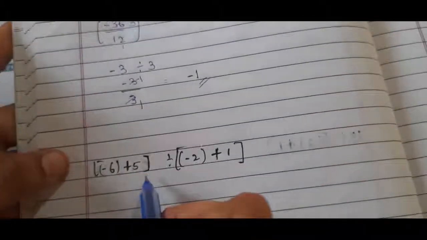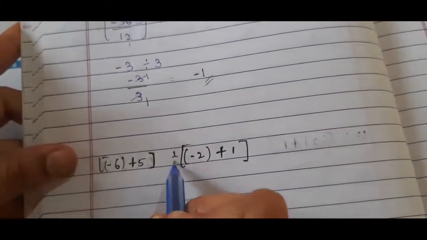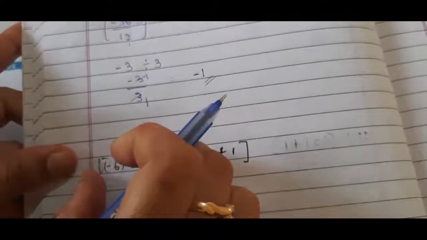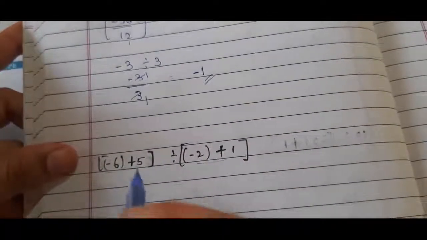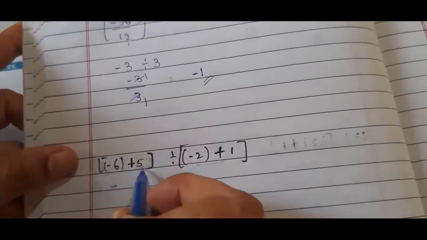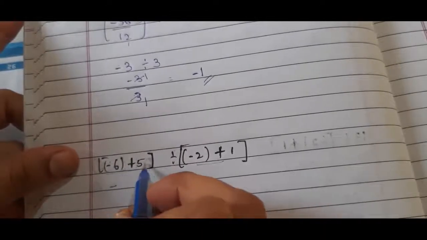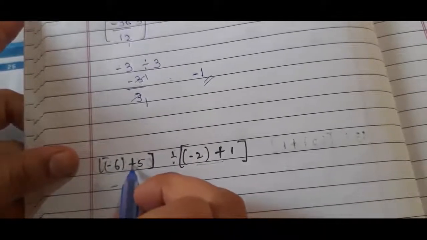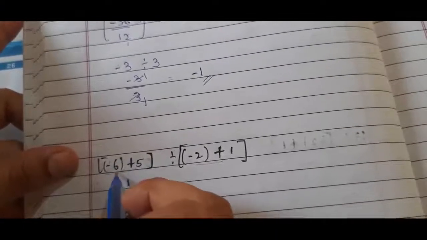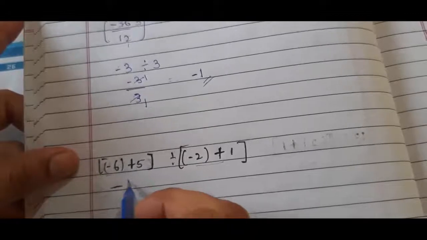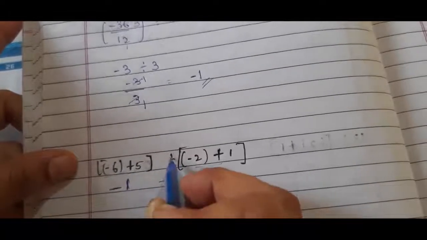Next. See here, division. First the bracket terms. Concentrate on the bracket terms. I will solve this and this at a time. Minus 6 plus 5 they have given. Minus into plus is minus. 6 minus 5 is 1. Greater number is 6. Which sign has it taken? Minus. Division sign.